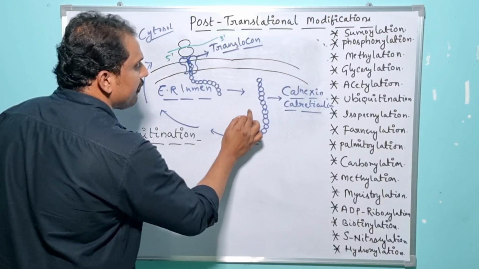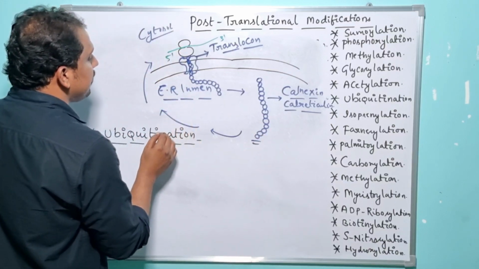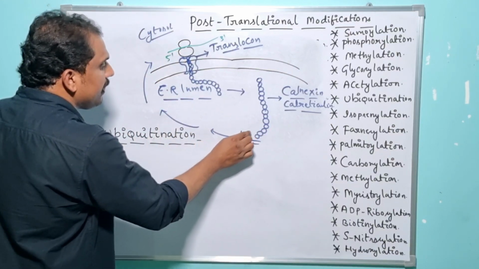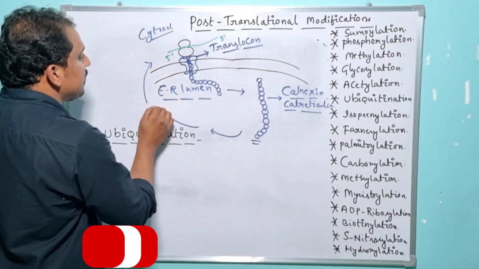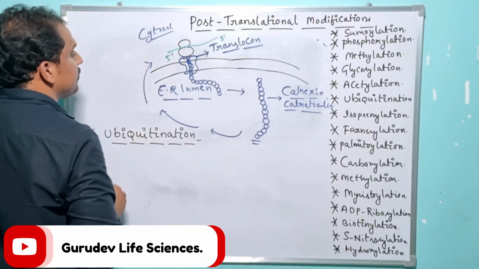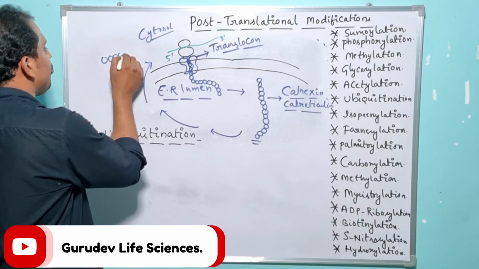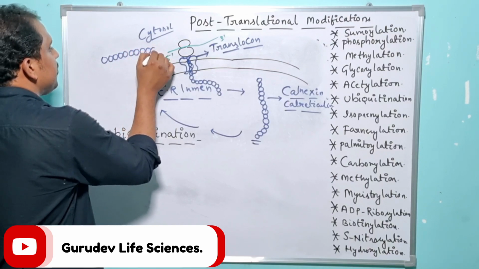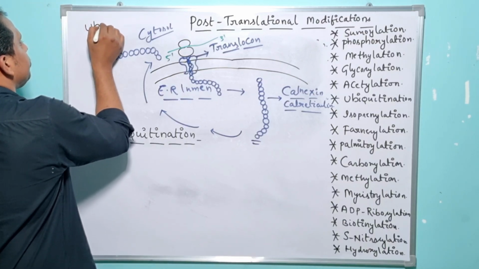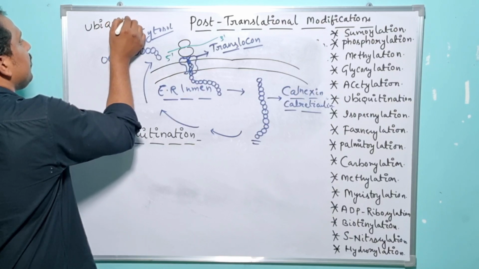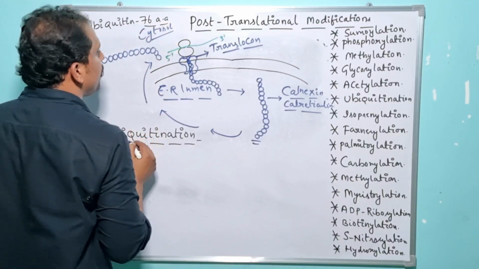But when the protein is not folded properly, even though it is in association with calnexin and calreticulin, the misfolded or unfolded protein gets retranslocated from the endoplasmic reticulum lumen into the cytoplasm. Once it reaches the cytoplasm, the misfolded protein gets associated with a specialized moiety known as the ubiquitin moiety. What is ubiquitin here? Ubiquitin is a 76 amino acid residue protein moiety.